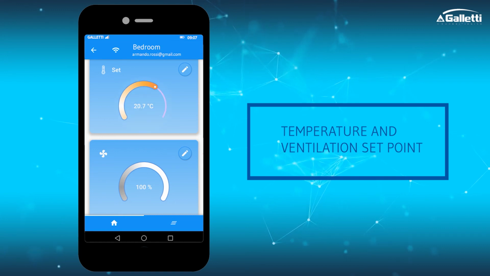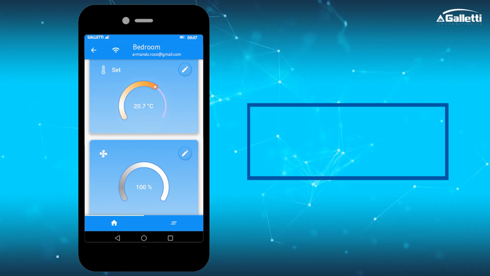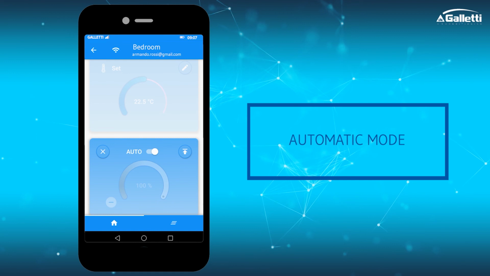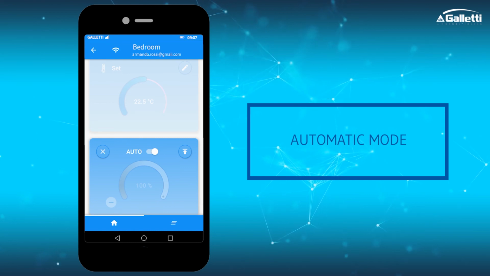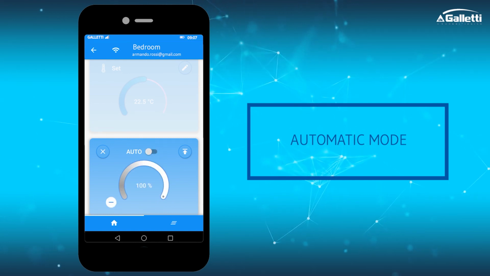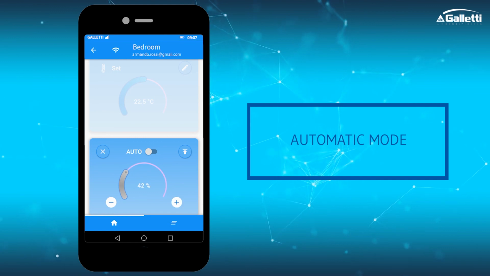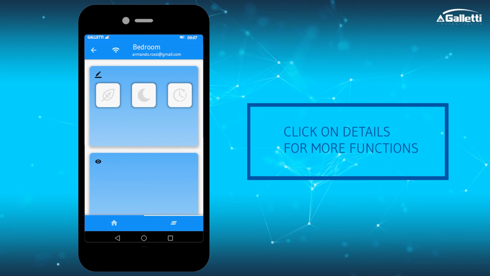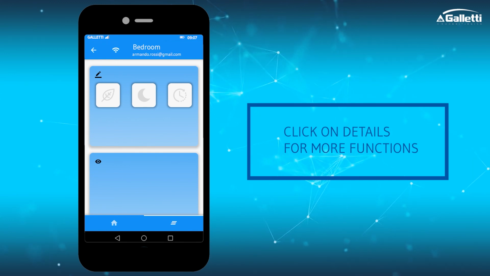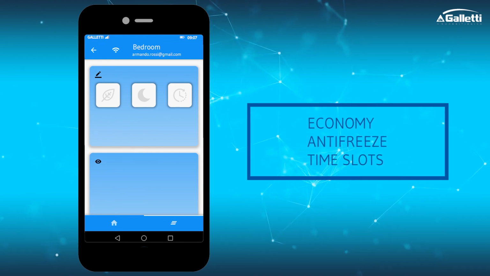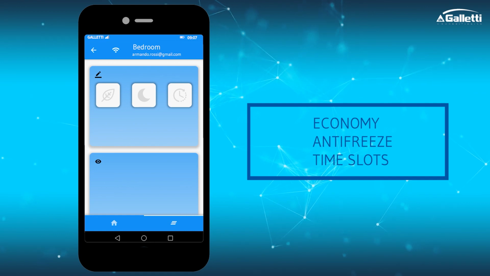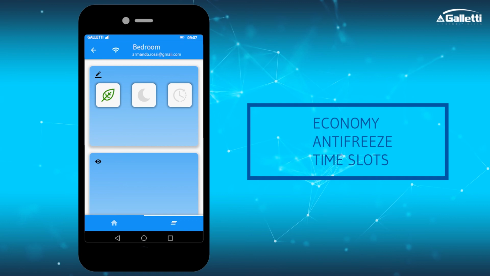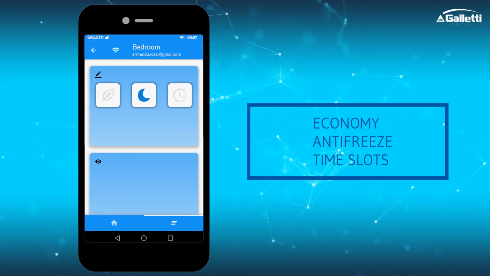For the fan, it is also possible to set it to operate in automatic mode, i.e., the fan adjusts its speed according to the difference between the room temperature and the selected set point temperature. Press the Details button to access the screen for enabling parameters such as the economy function by selecting the leaf icon, the antifreeze by pressing the moon icon, and the time slots function.